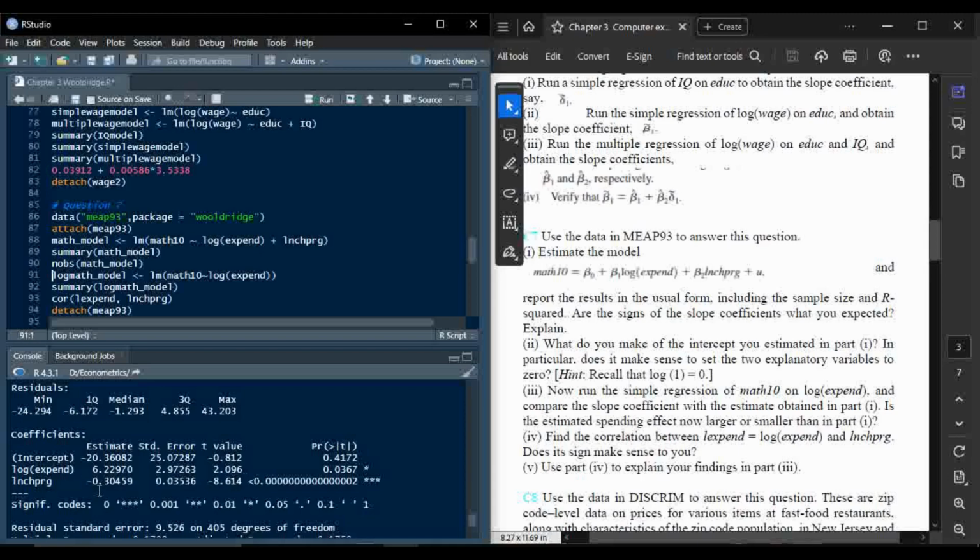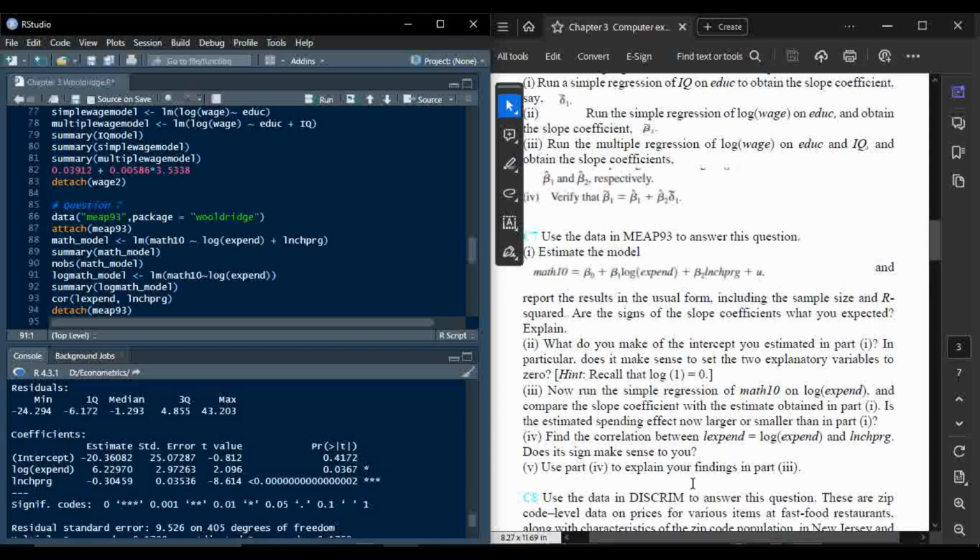Setting lunch program equal to 0 still makes sense, as there are schools with low poverty rates. But setting log expend equal to 0 does not make sense, because it is the same as setting expend equal to 1, and spending is being measured in dollars per student, and log 1 equals 0. Therefore setting log expend equal to 0 does not make sense, but we can still make lunch program equal to 0. Okay, so we are done with this part.